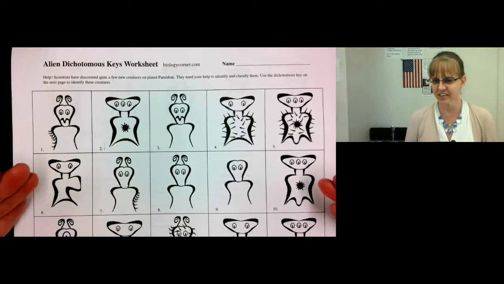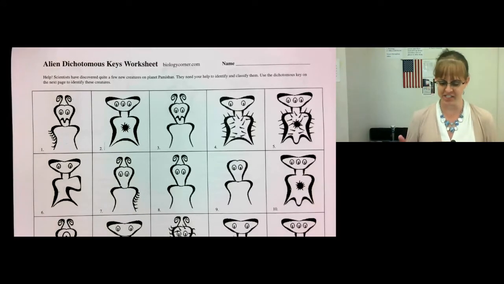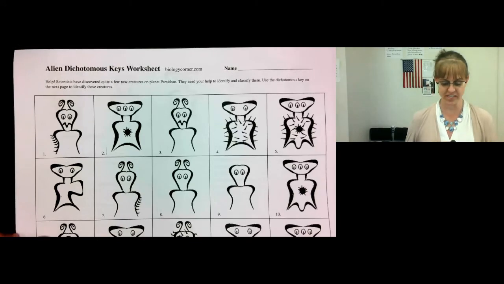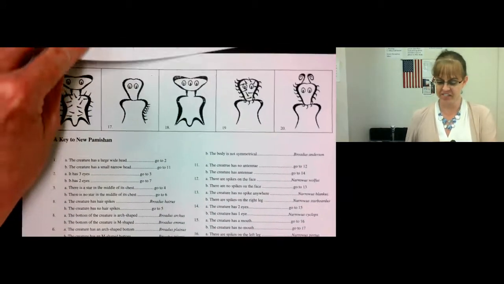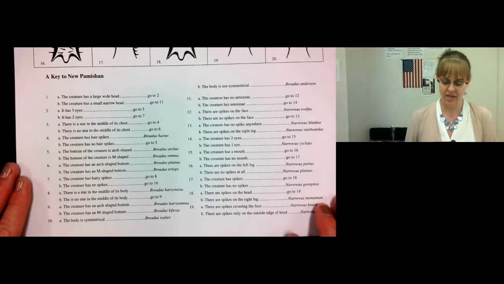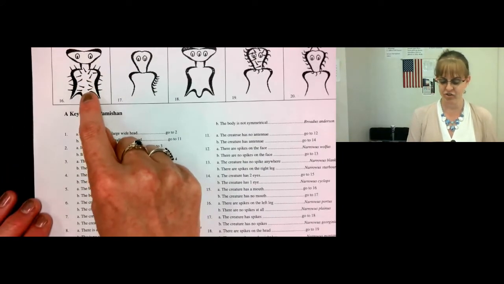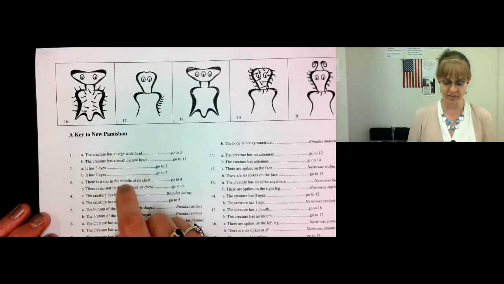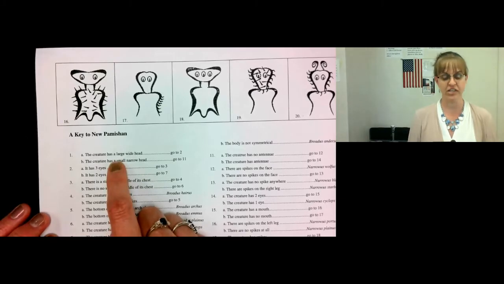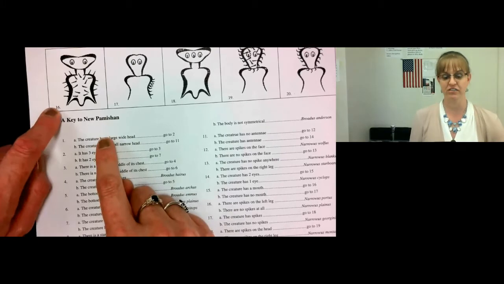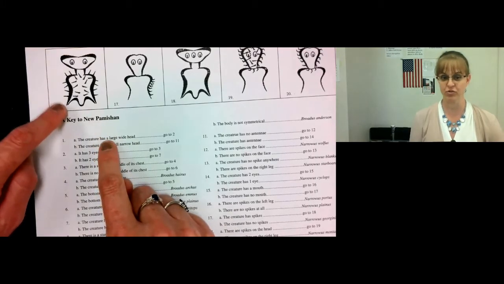So here we have all these little aliens on this pretend planet Parmesan. And we need to classify and identify each of these aliens. On the second page, there's a dichotomous key. So let's look at creature number 16, and let's follow these questions until we figure out what it is. So you always go back to the very first step when you start with a new creature.